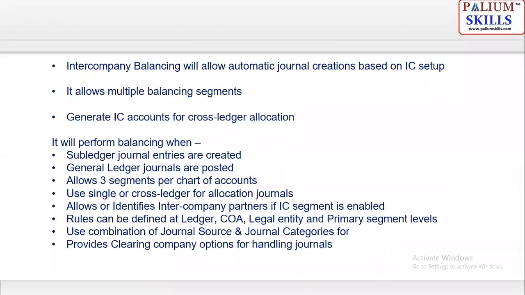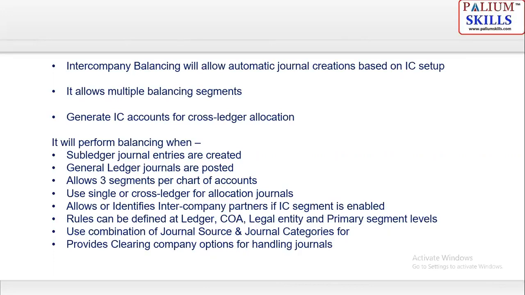You can use a single or a cross ledger for allocation journals. Cross ledger is from one ledger to another ledger. You can have intercompany allocation journals. You can also identify intercompany partners if intercompany is enabled. Intercompany partners are people serving more than one entity, for example somebody serving Oracle US and Oracle India, or a supplier or customer who operates in both of your geographies.